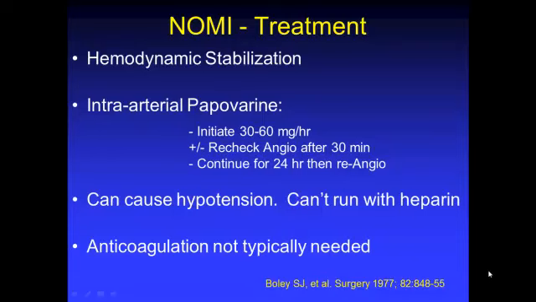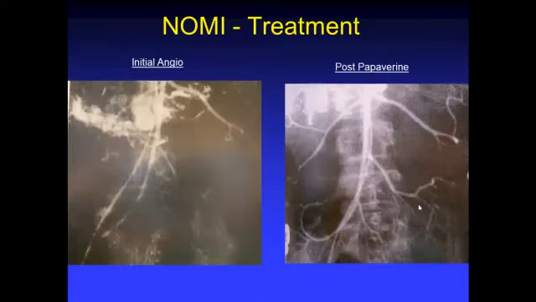Sorry, I got interrupted there, but papaverine is sometimes used here. Now, you've got to be careful, though. It can cause hypotension, which obviously isn't good in these patients. You also can't run it concurrently with heparin. Anticoagulation is not typically beneficial in this disease process anyway, but more often than not, it's just ongoing appropriate resuscitation, and the patient's either going to get better from their systemic issue or they're not. Here is a striking example of the pruned tree appearance being improved on the post-papaverine angio.